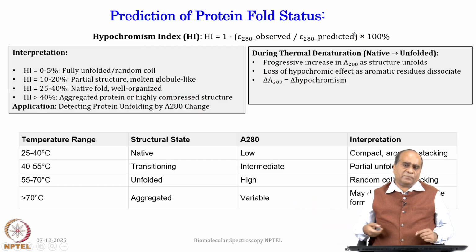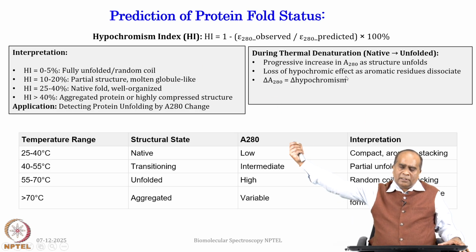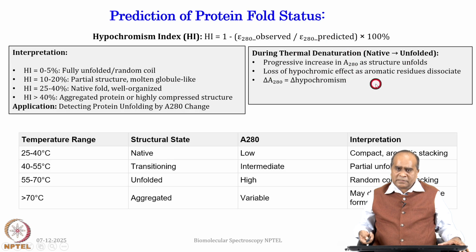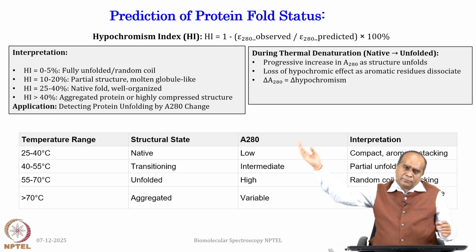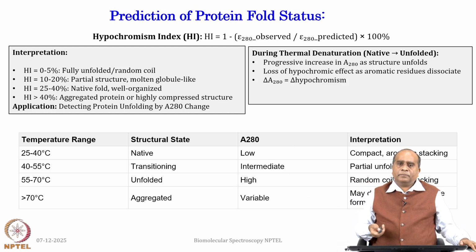You can do a simple experiment, you just heat the protein using temperature. Like a thermal denaturation, you go from native to unfolded, or you can even come back, renaturation, you can do that. So, for many proteins there is a progressive increase in absorption at 280 as the structure unfolds, right, because the stacking is getting removed and therefore absorption is increasing. So, there is a loss of this hypochromic effect as the aromatic residues dissociate. So, the delta 280 absorption is the change in the hypochromia.